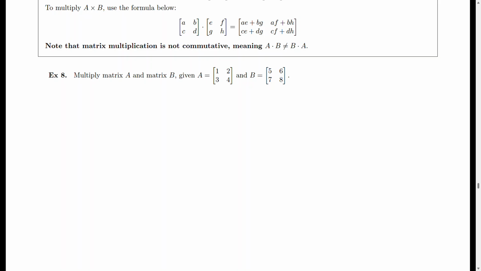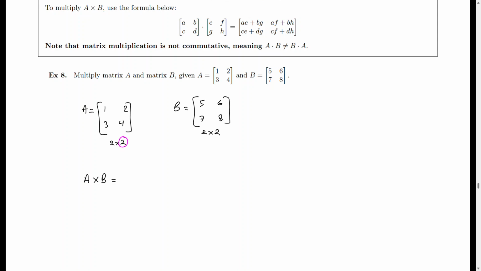So let's start with example 8, which has the matrix A with the numbers 1, 2, 3, 4. This is a 2 by 2 matrix. And we're supposed to multiply with the matrix B, which is 5, 6, 7, 8. And this also happens to be a 2 by 2 matrix. So I want to know what A times B is. So you can put A times B. What would that be? Well, first of all, is it legal? Can I even do this?